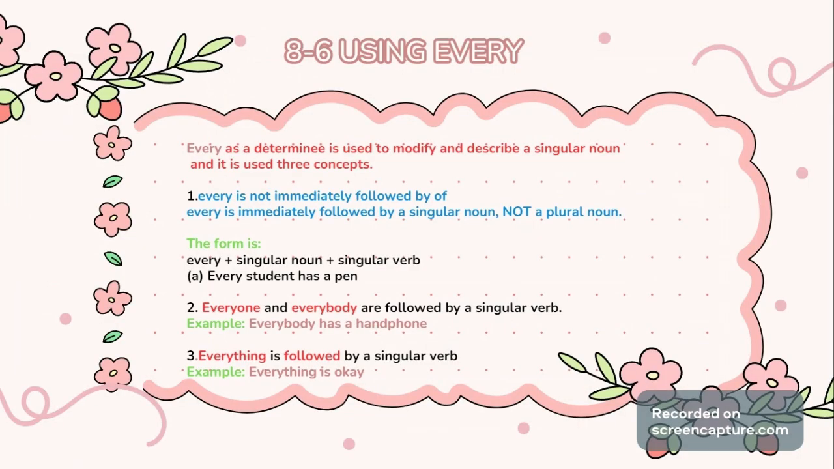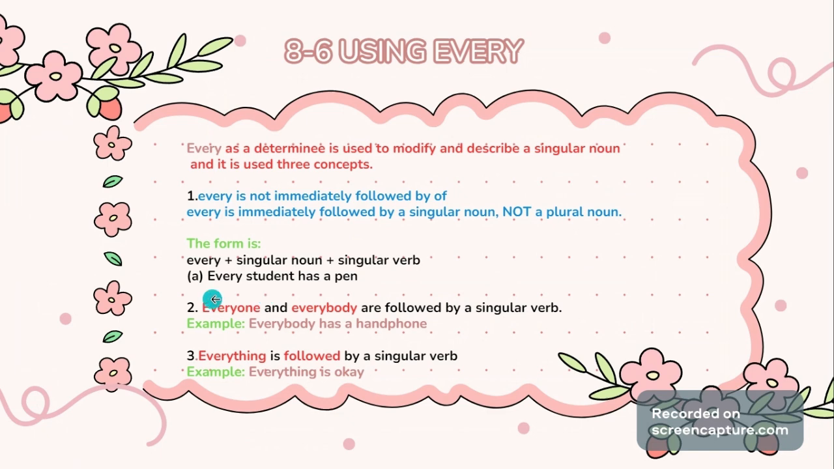Next, using every. Every as a determiner is used to modify and describe a singular noun, and it is used with three concepts. One, every is not immediately followed by of. Every is immediately followed by a singular noun, not a plural noun. The form is every plus singular noun plus singular verb. For example, every student has a pen.